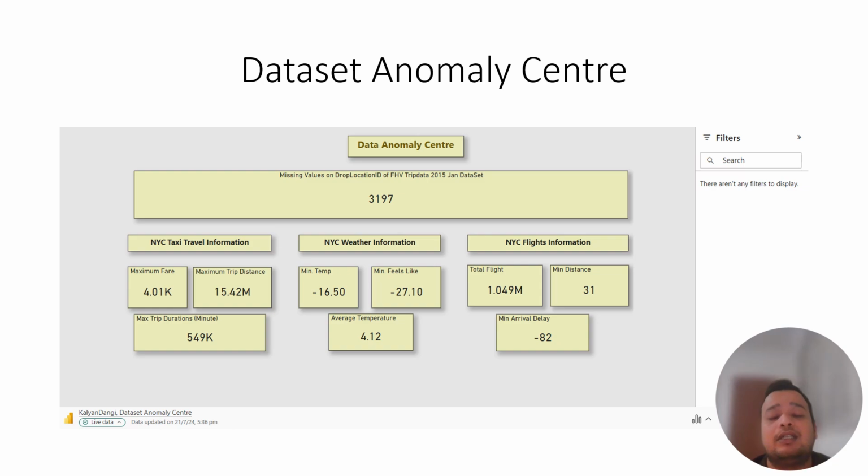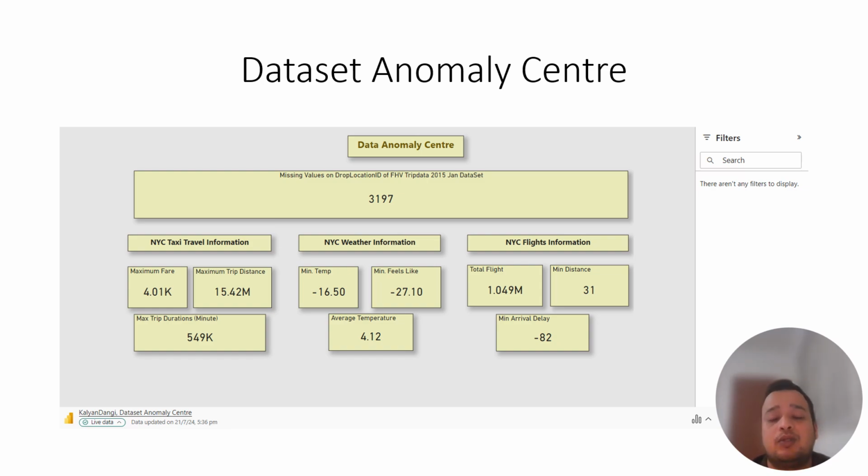And in this slide, we will explore the data anomalies. We use the cards to highlight the significant data outliers across the various datasets. For the New York City NYC taxi travel information, the anomalies include the maximum fare of 4,000, the longest trip distance of 15.42, and the highest trip duration of 549,000 minutes.